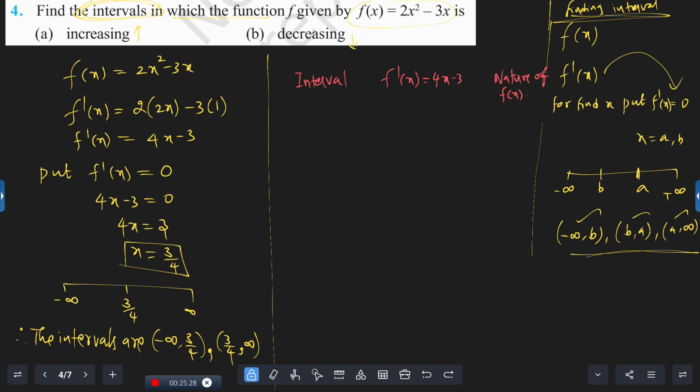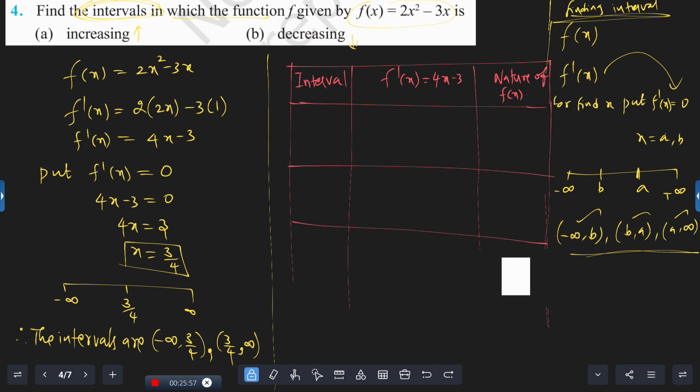Now, what is the nature of f of x? Whether it is increasing or decreasing. Whether the curve is an increasing curve or a decreasing curve. That is what I'm writing as nature of f of x. So this is the table I'm giving. Only two intervals we have, so one box for each interval.